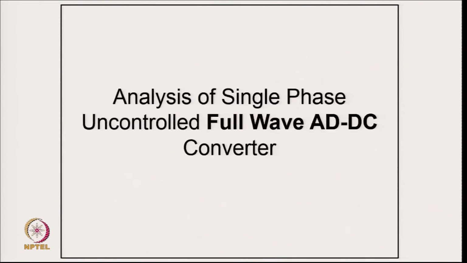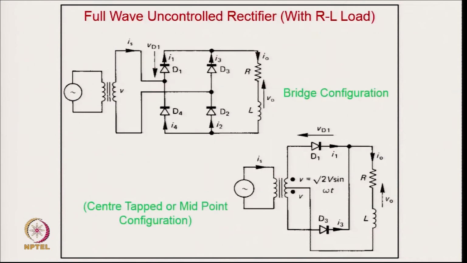Coming to the uncontrolled full wave, the full wave can be a bridge or it can be a full wave with a midpoint also. Normally the bridge is preferred, because in a bridge you can avoid the transformer, provided you are matching the voltage. Then you can use this configuration, which will certainly have less losses, because here 2 diode drops are there, while a single diode drop is there in the other.